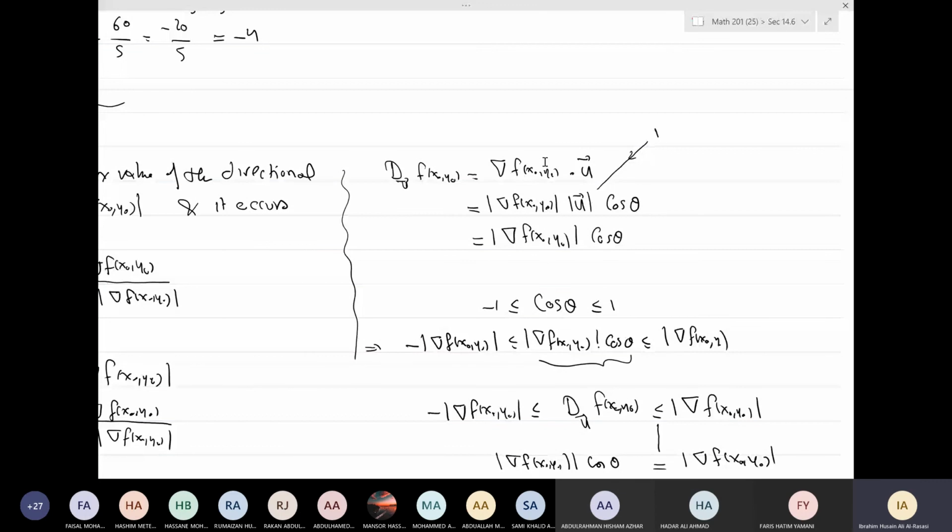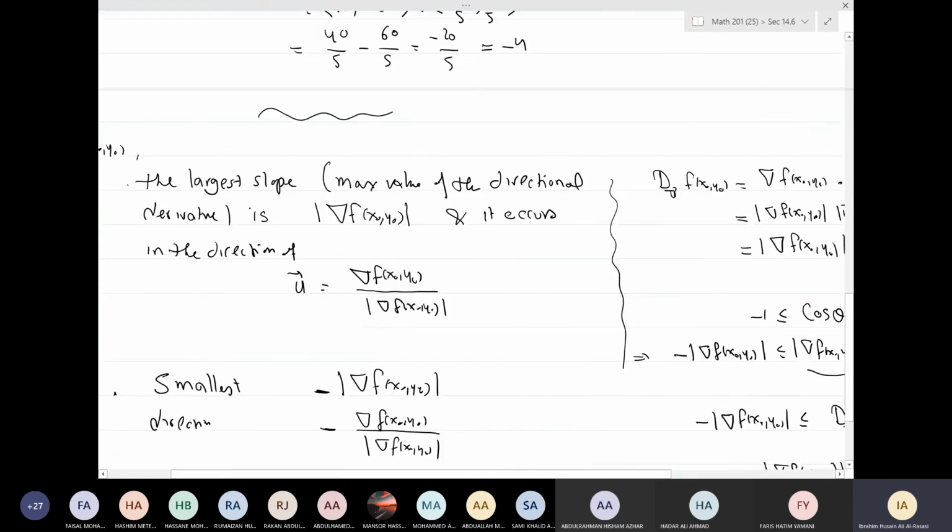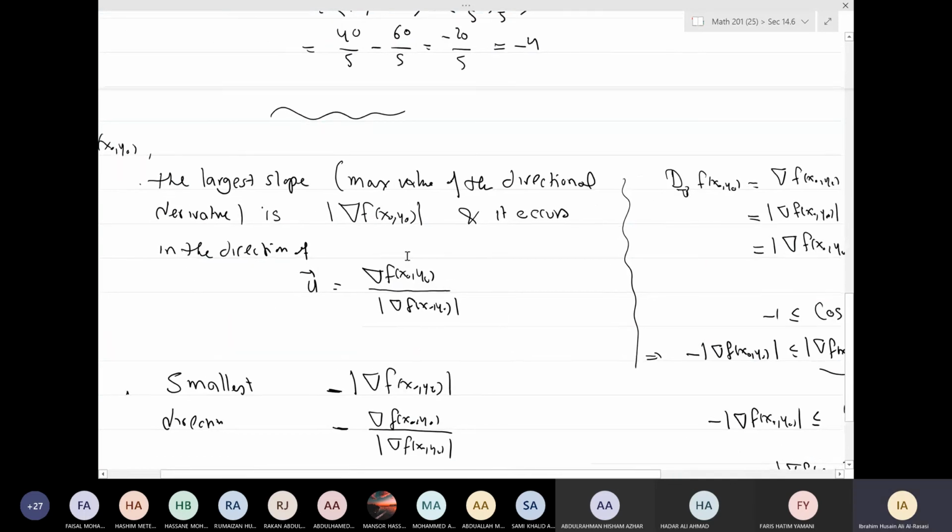So if they have the same direction, then I can choose u to be just the gradient. But I need u to be a unit vector, so you divide it by the magnitude. But this is the answer. So the largest value is the magnitude of the gradient, and u, the direction, is just the gradient. I can take it to be the gradient, but I need it to be a unit vector, so you divide by the magnitude. This is the justification for this one.